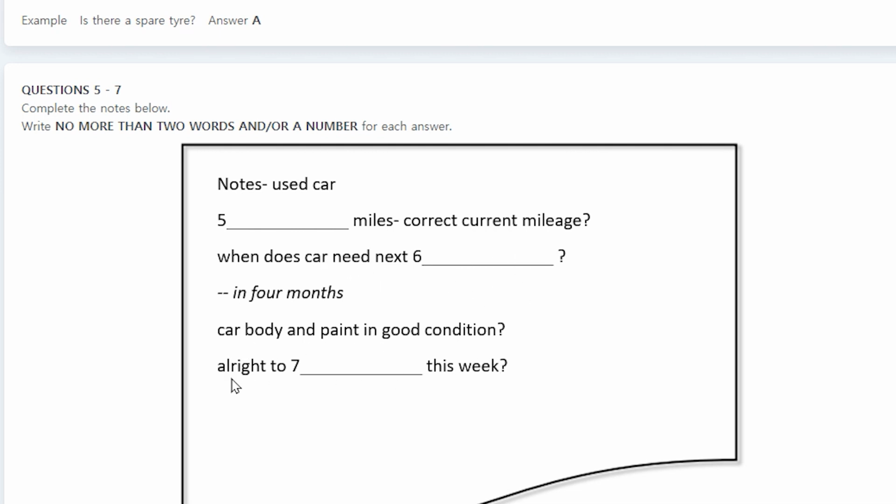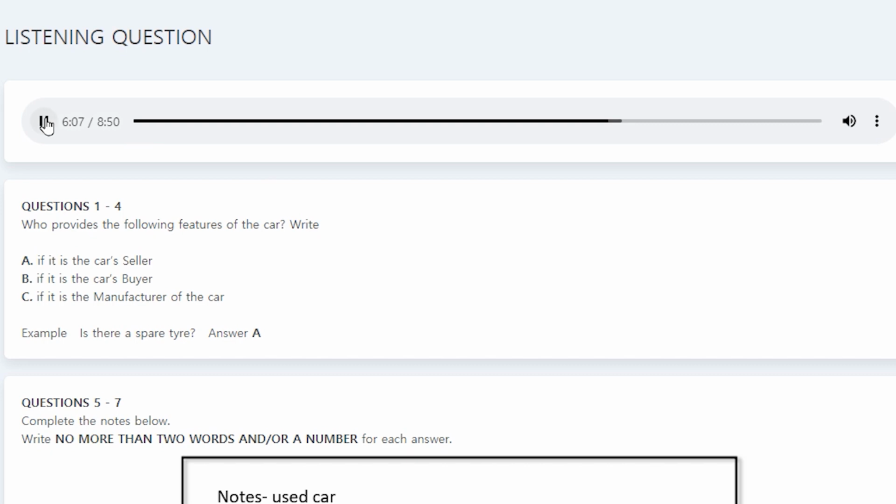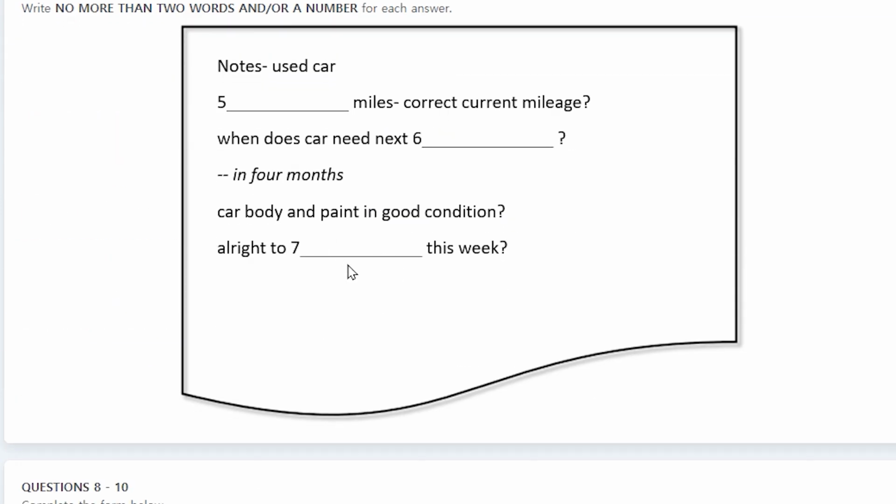The body paint, good condition. Is it all right to, this is going to be some kind of verb. Is it all right to see it or buy it this week? So we know this is probably going to be some kind of verb going in here. Is it all right to see it this week, or is it all right to test drive it this week? So part of this is getting good at guessing what information you think is going to come up or filling it in with your own general knowledge.